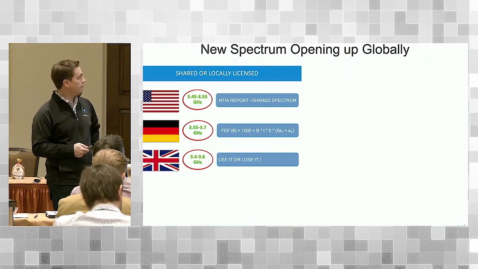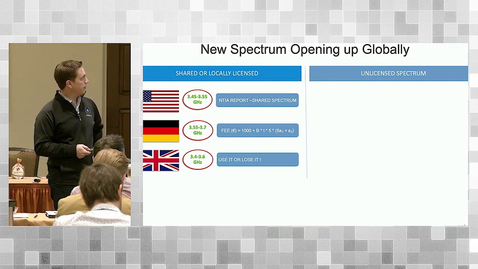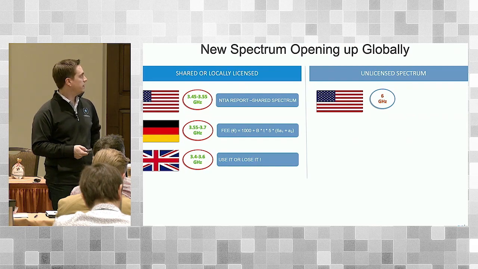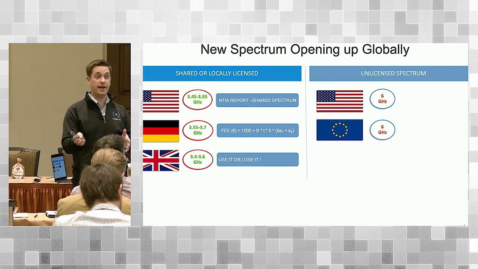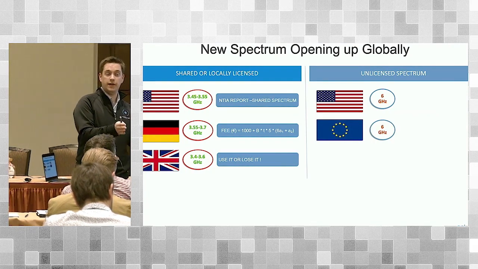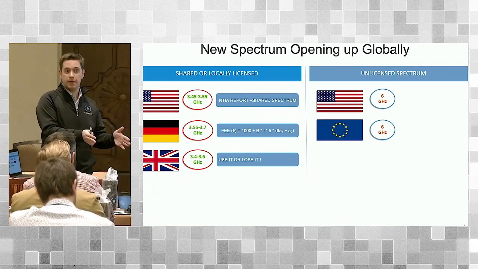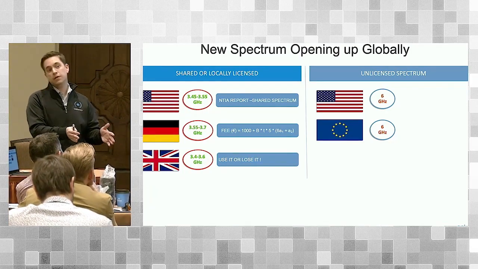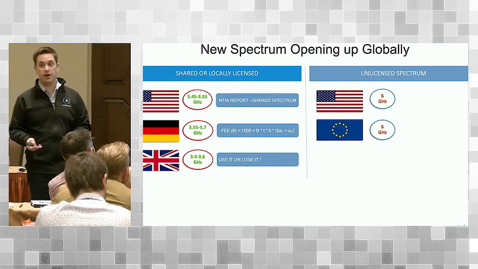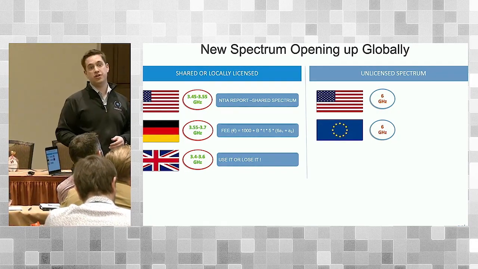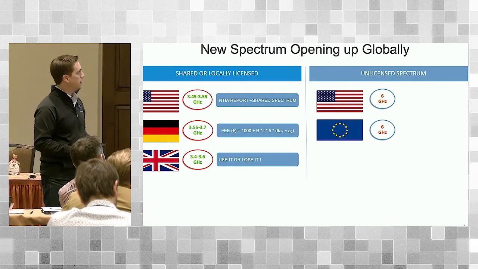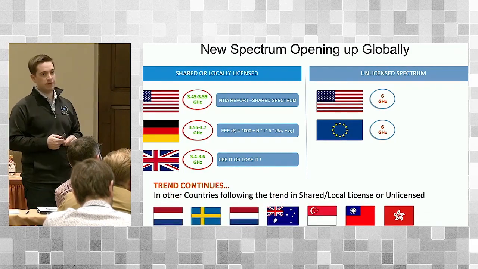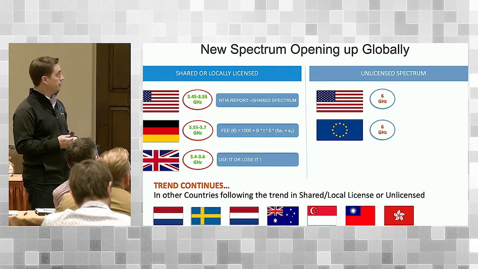So other spectrum globally opening up. In the US, there's also spectrum in the 3.4 to 3.55 gigahertz band. So NTIA is looking at the 100 megahertz directly lower than the CBRS band right now. So that's very interesting. If that moves forward, then we could potentially have another 100 megahertz directly adjacent to the CBRS band. 3.55 to 3.7 is already available in Germany.